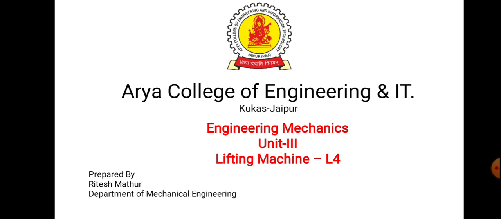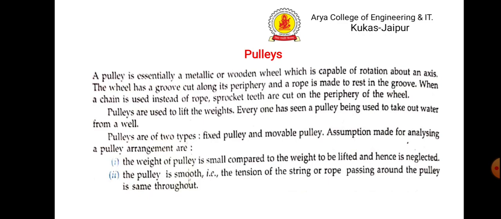In this lecture, we will discuss the various types of pulleys. So, what is a pulley? It is a metallic or wooden wheel which is capable of rotation about an axis. The main purpose of a pulley is to lift weights. So basically, there are two types of pulleys: one is the fixed pulley, and the other one is the movable pulley. Whatever the pulley, the assumptions are the following: the weight is negligible and the pulley is smooth.